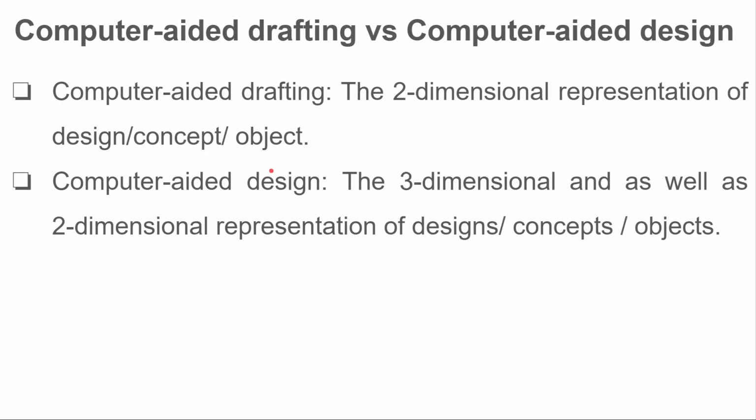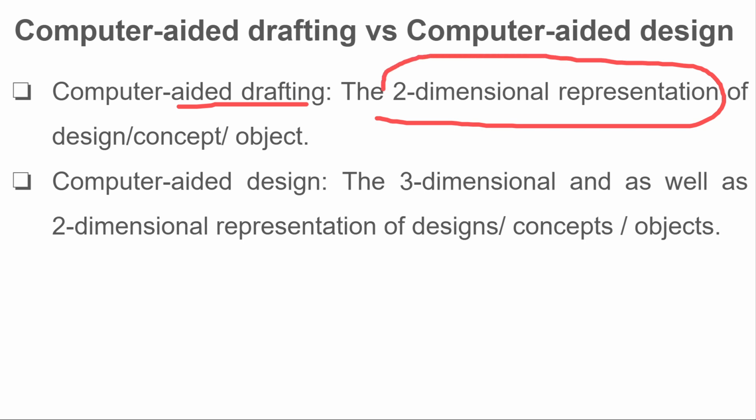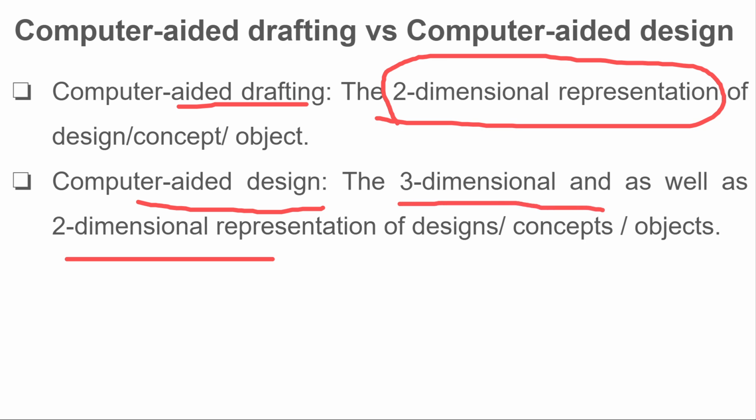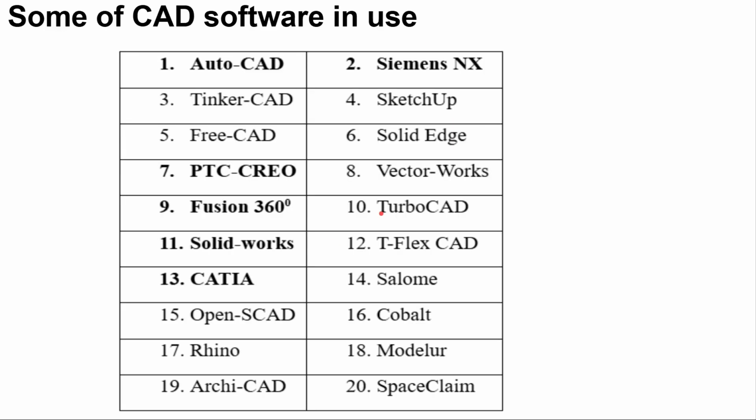So we will see what is the difference between computer-aided drafting and computer-aided design. You see, computer drafting mainly focuses on two-dimensional diagrams. The diagrams may be concepts or designs. But computer design mainly focuses on two-dimensional as well as three-dimensional diagrams. Okay, so this is the major difference between computer-aided drafting and computer-aided design.